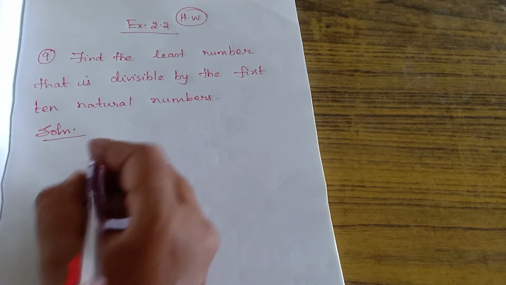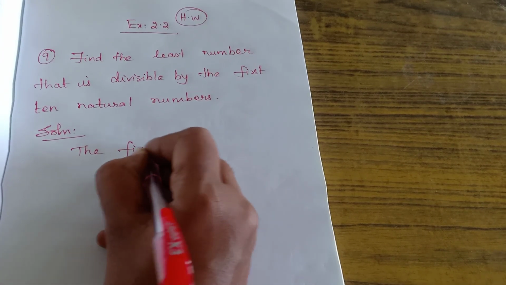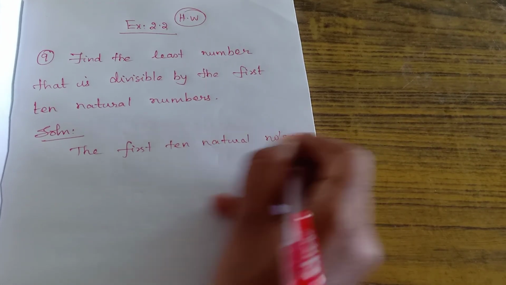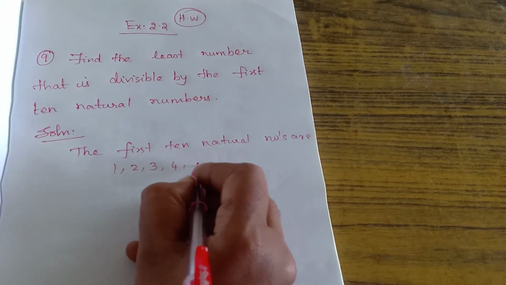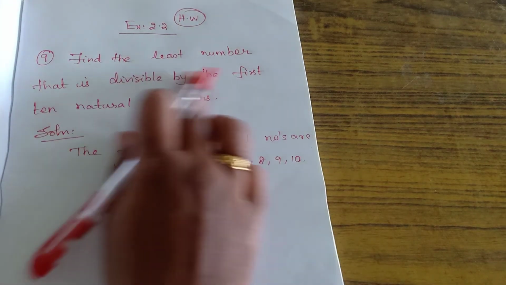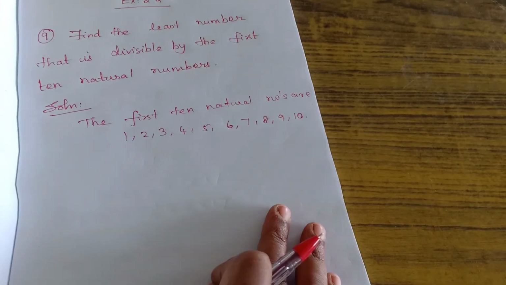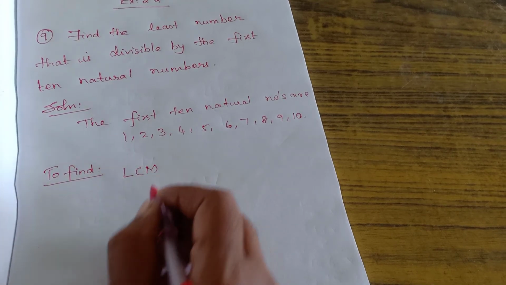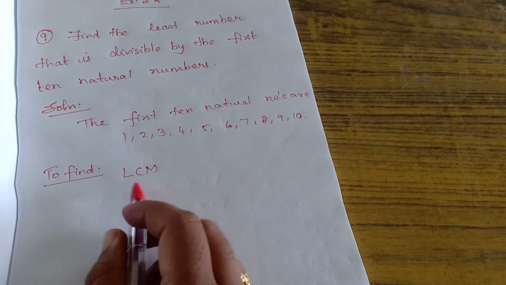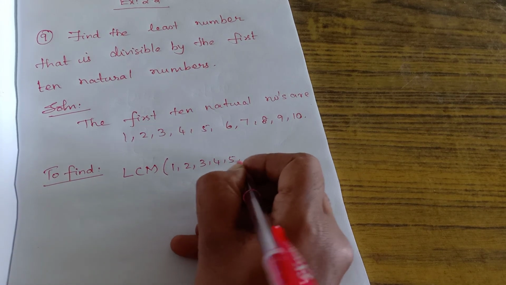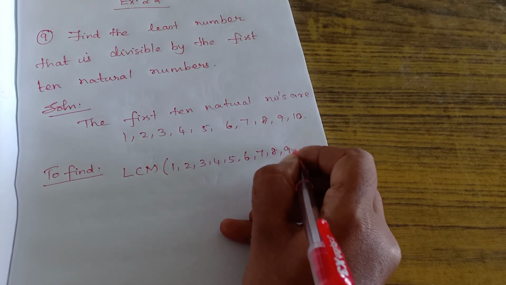What are the first 10 natural numbers? The natural numbers are 1, 2, 3, 4, 5, 6, 7, 8, 9, 10. Got it? So, find the least number that is divisible by all of them. You should divide it by all the numbers, so we need to find the LCM, the least common multiple of these numbers, which is divisible by all the numbers. So, the LCM of 1, 2, 3, 4, 5, 6, 7, 8, 9, 10.